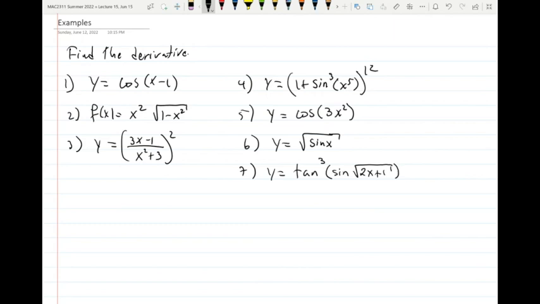So in case you don't remember, here's the chain rule. Let me put here the product rule. So remember, this is f prime times g plus f times g prime. And then I'm gonna put here the quotient rule as well. Derivative of the top times the bottom minus the top times the derivative of the bottom, divided by bottom squared. Okay.